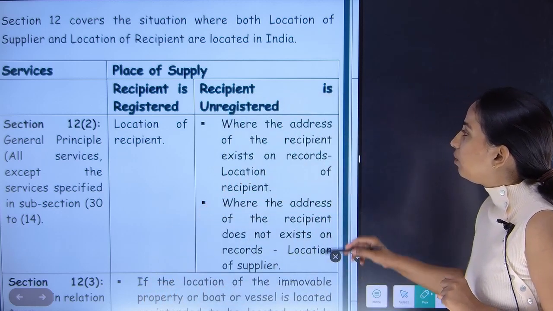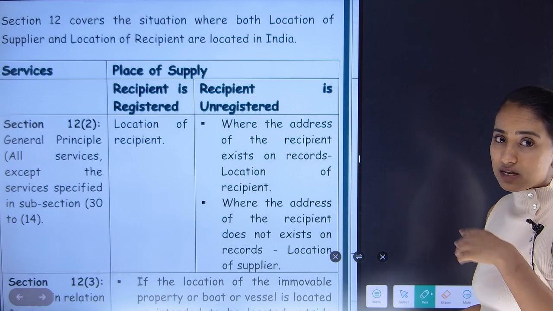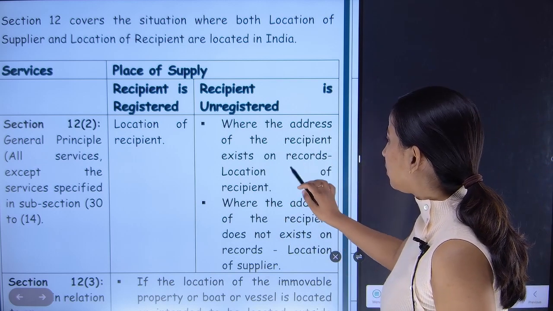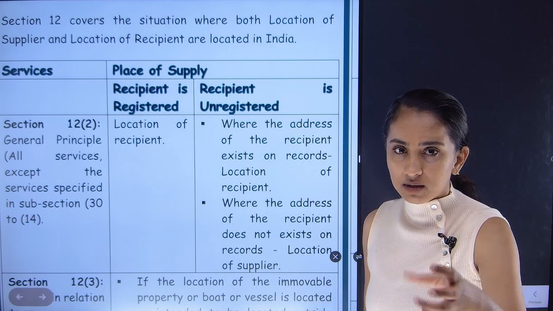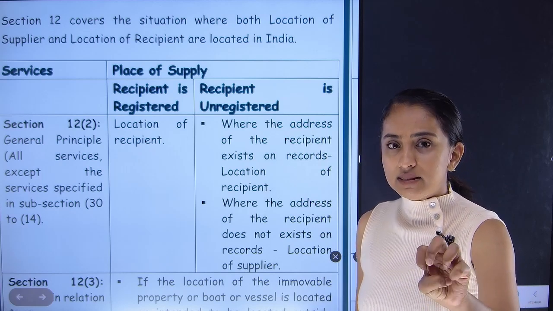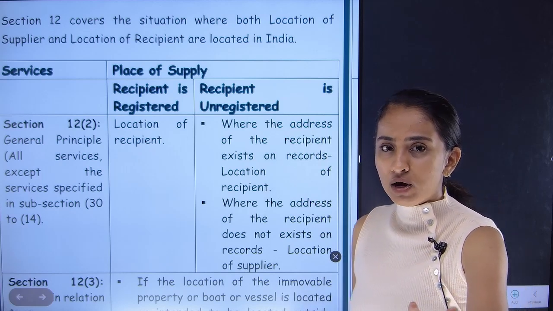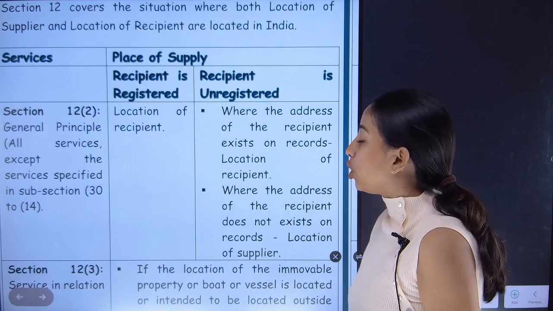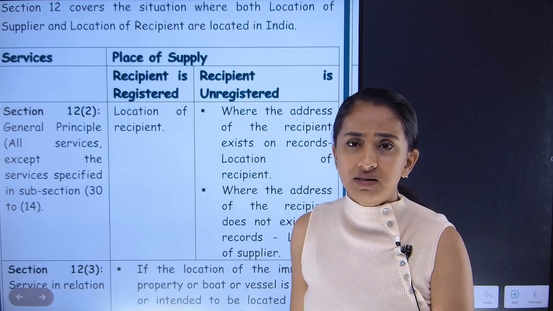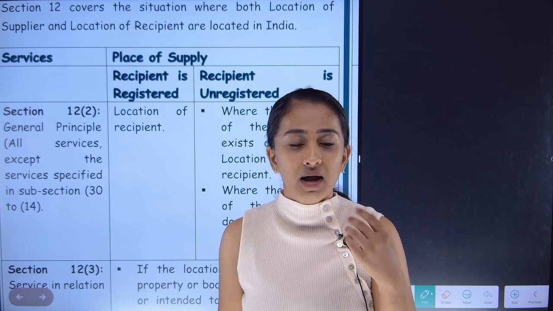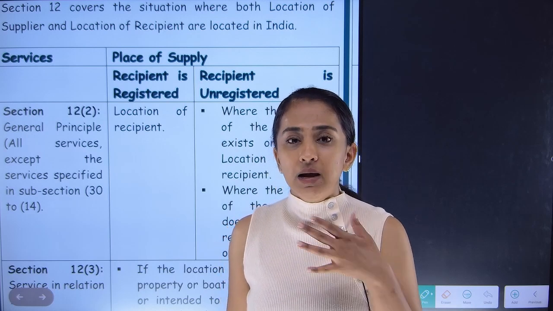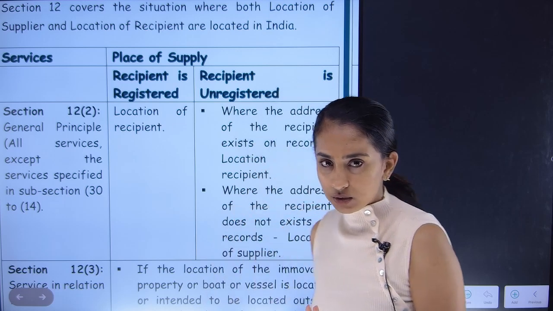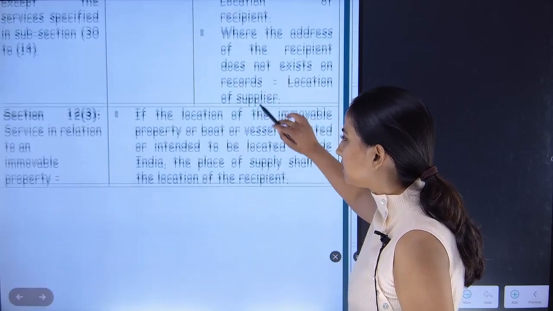Okay. Now, if the recipient is unregistered, I am selling to you, you are unregistered, then where the address of the recipient exists on records, let's say your address is available, Aadhaar is there, whatever is available, then your address will be considered to be the place of supply. Now, if at all the address is not existent, I sold to XYZ, I don't know who he is, I have no idea, I have no address, nothing, then the supplier's address itself will become the place of supply. Okay, simple in case of an unregistered person.